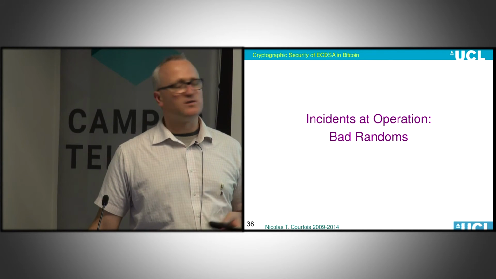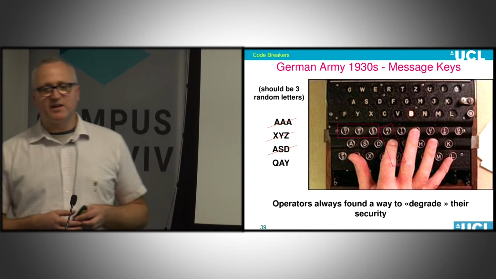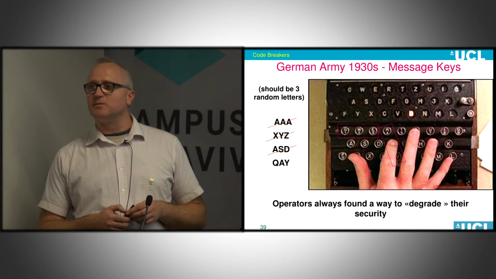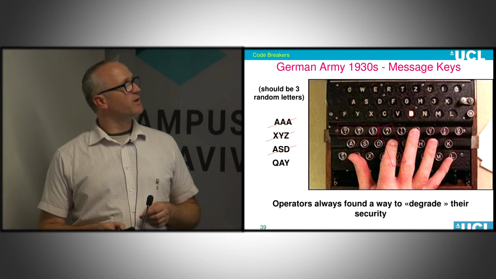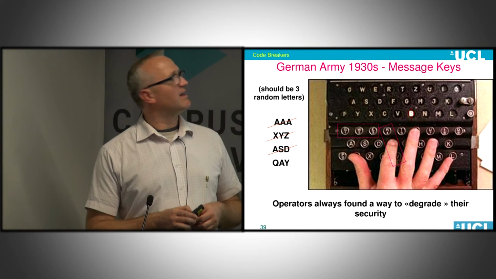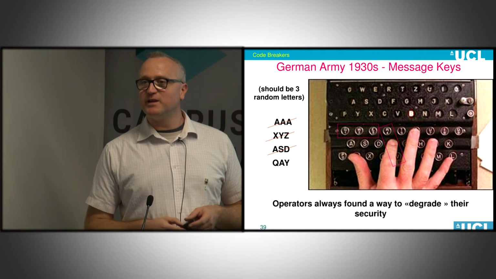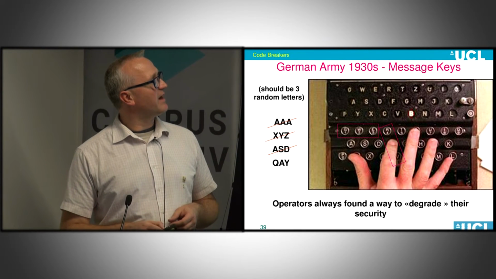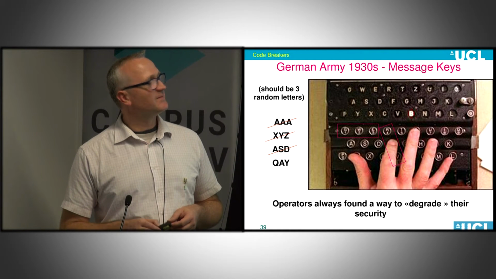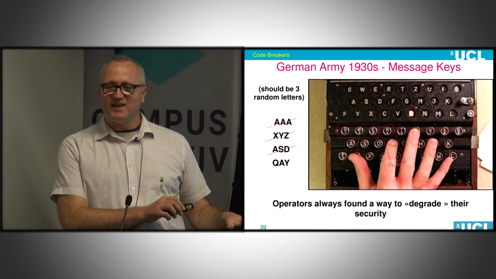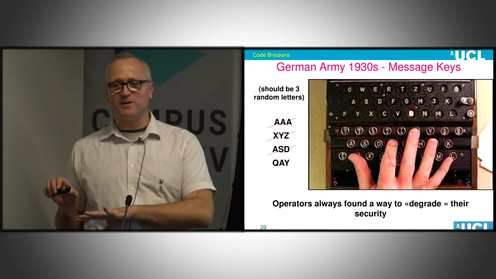For example, bad randoms. Bad randoms are a very old vulnerability in all security systems. Before World War II, German operators would initialize the Enigma machine with AAA. Then they were forbidden from doing that, so they would do XYZ. Then they would do ASD. And then they would use the diagonal. Each time they were forbidden from doing something, they obeyed, and they did another thing which is equally silly.